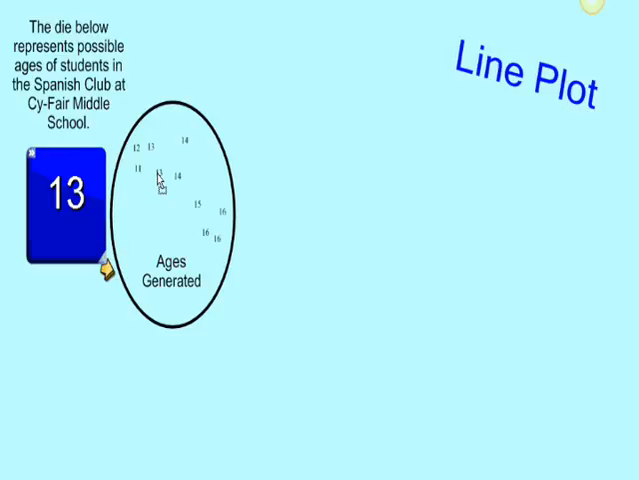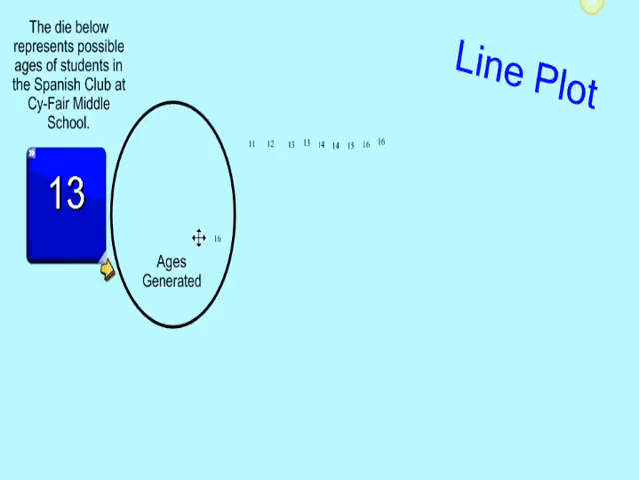13. Let's see how many I have so far. 2, 4, 6, 8, 10. Let's go with 10 pieces of data. So to help us organize our line plot, let's start by putting these ages in order from least to greatest. So I have 11, 12, 2 13s. I have some 14s, then a 15, and some 16s.